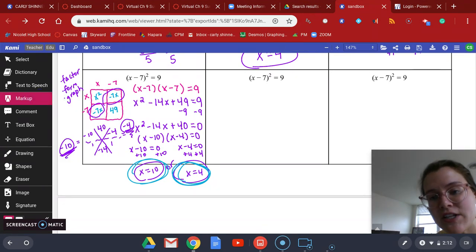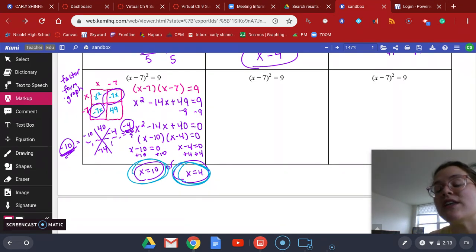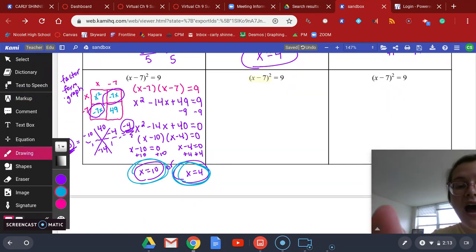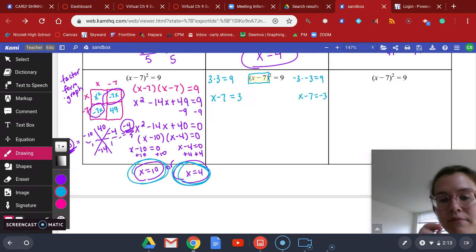So the second strategy is the look inside. The look inside. I love using the look inside for these types of problems. I think it just makes more sense to me to think about what number squared gives me 9. What number squared gives me 9? So to get a positive 9, I can either do 3 times 3, or I can do negative 3 times negative 3. So that means x minus 7 either has to equal 3 or it has to equal negative 3.